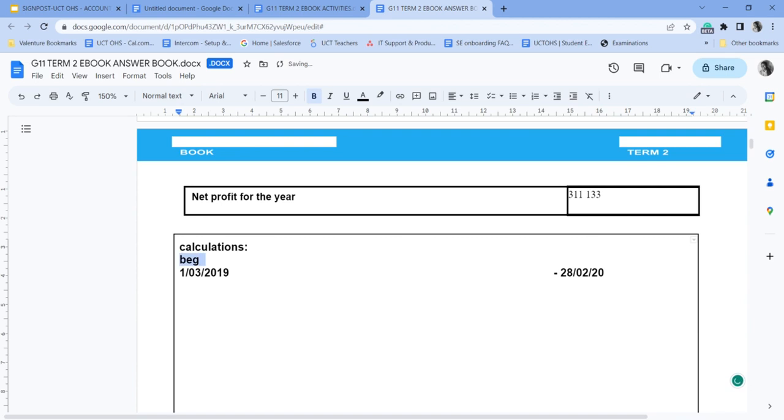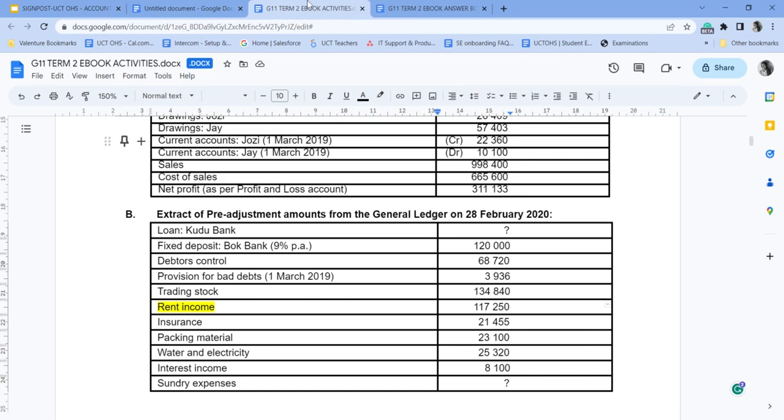Okay. Anyway, so you get what I'm doing. Okay, so this is the beginning and this is the end. Okay, so in the rent income here, I'll show you now. It seems as if we paid in advance. Sorry, we received their income in advance.